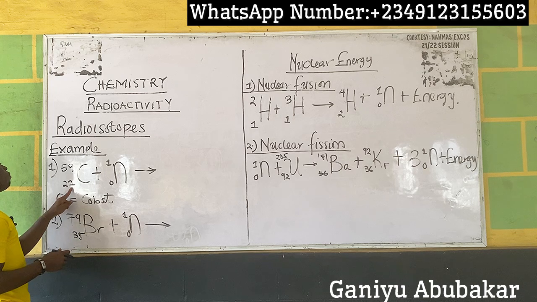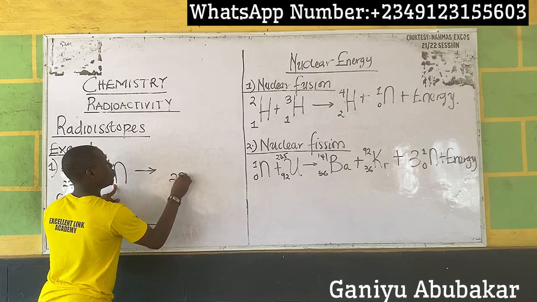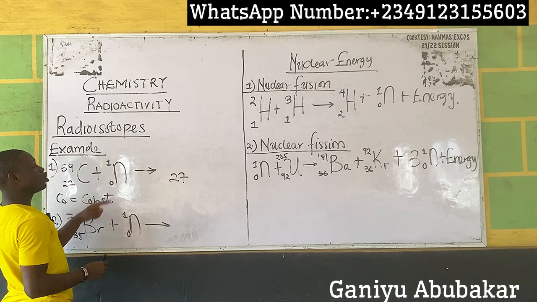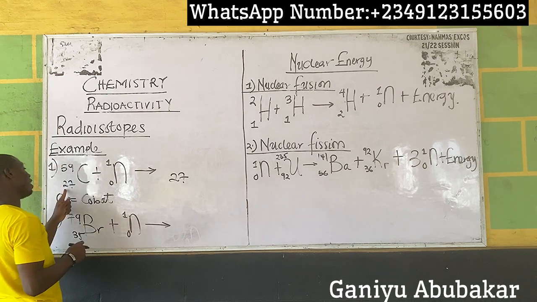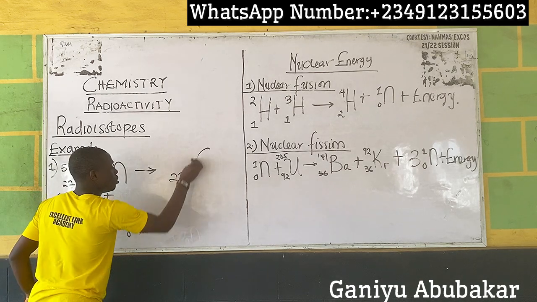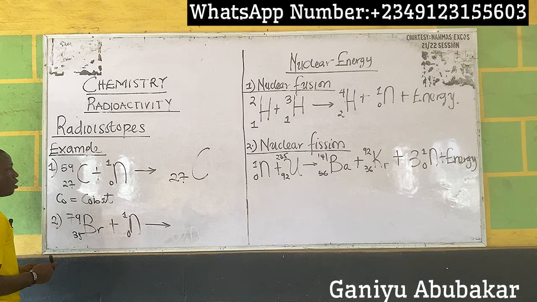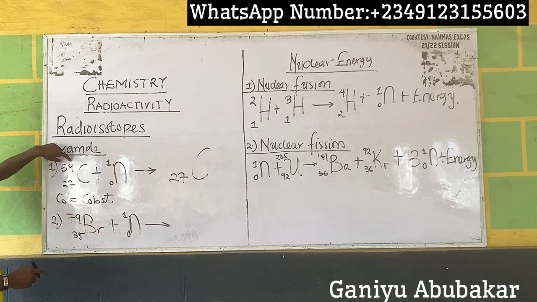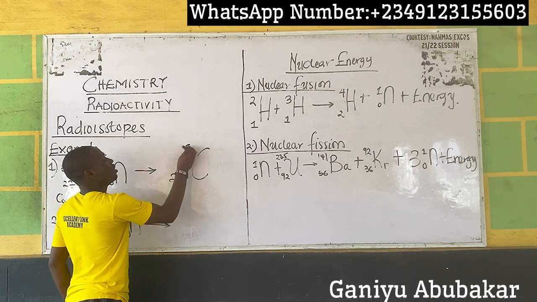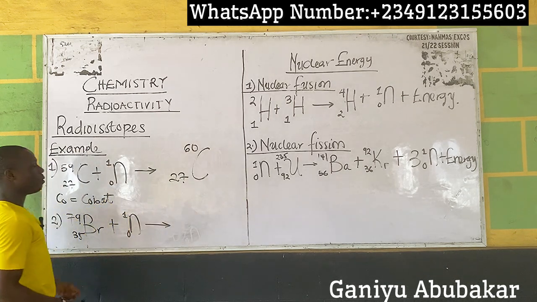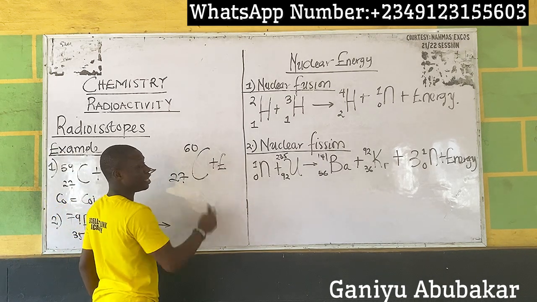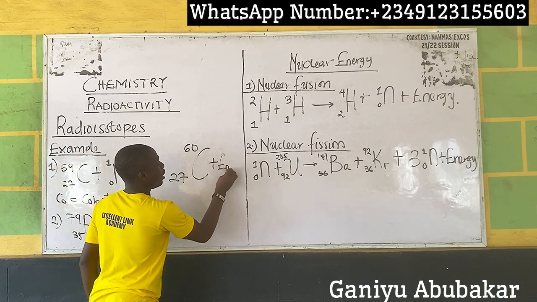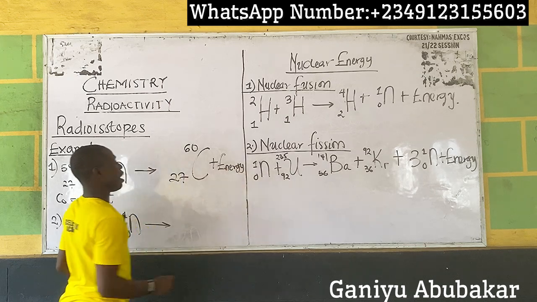So 27 plus 0 gives 27, right? An element that has 27 as its atomic number is cobalt. So I have Co, right? The mass number becomes 59 plus 1. That gives what? 60. So I have, of course, plus energy at the end, please. Always add energy at the end.